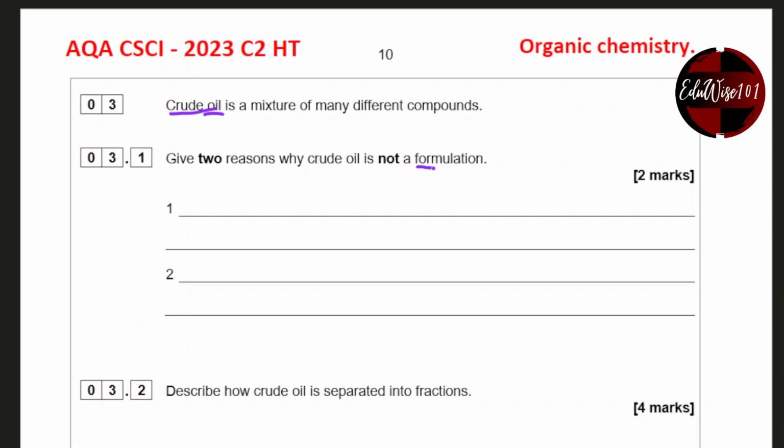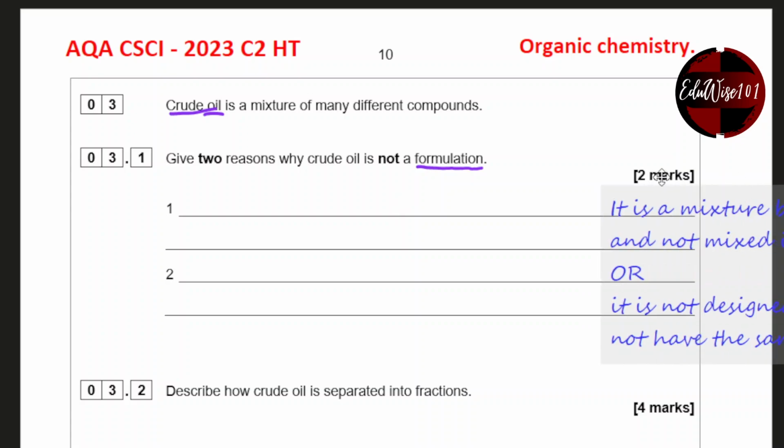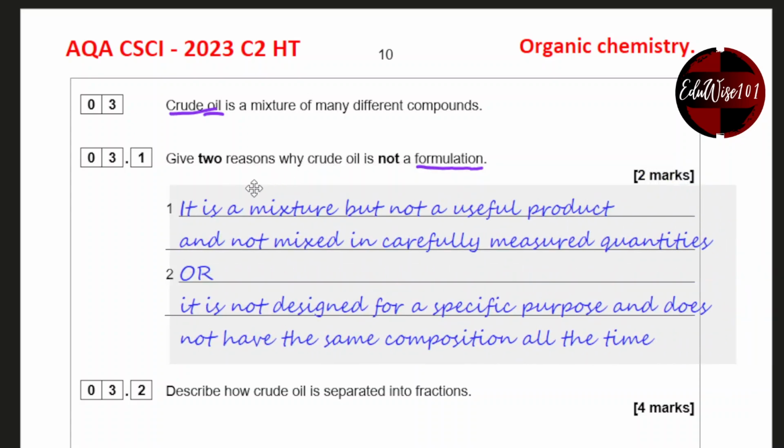A formulation is a method of creating chemicals, substances or molecules specifically for a given reason. So crude oil was created naturally by nature millions of years ago. So it's not a formulation. So here's an answer that you can write. Crude oil, it is a mixture, but not a useful product.